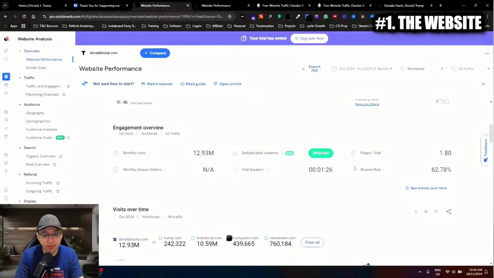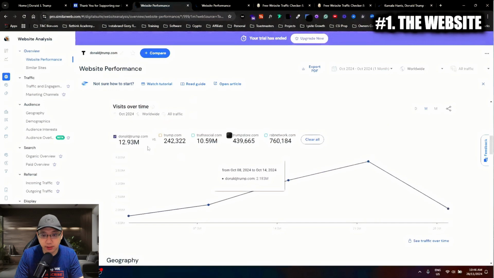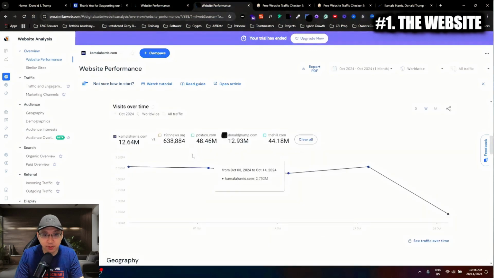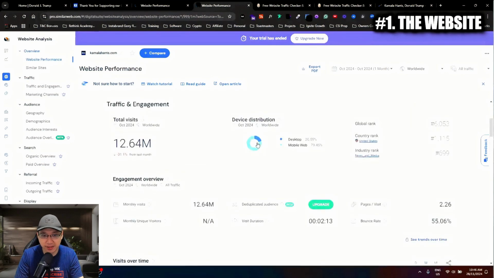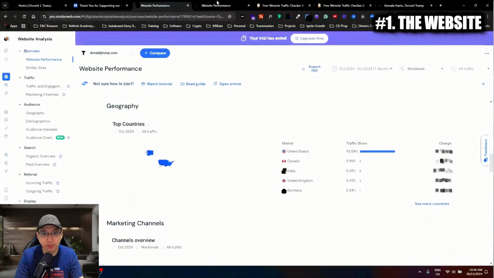The bounce rate is very high on Donald Trump's site as well. So you can see in terms of the visits, a lot is from Trump.com. Oh, a lot from Truth Social. Okay, that's not bad. For this one it is from Politico. Even Donald Trump also comes from there. Okay, that's interesting. The top country, of course, is the US, both are also similar.